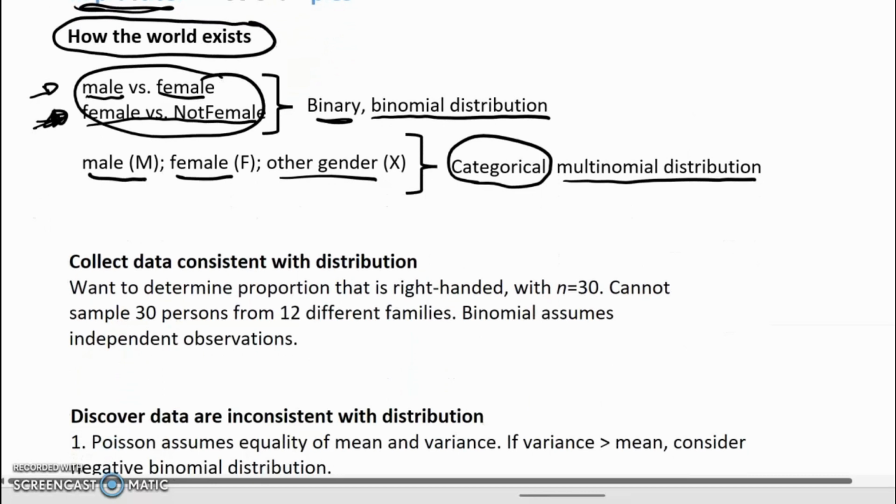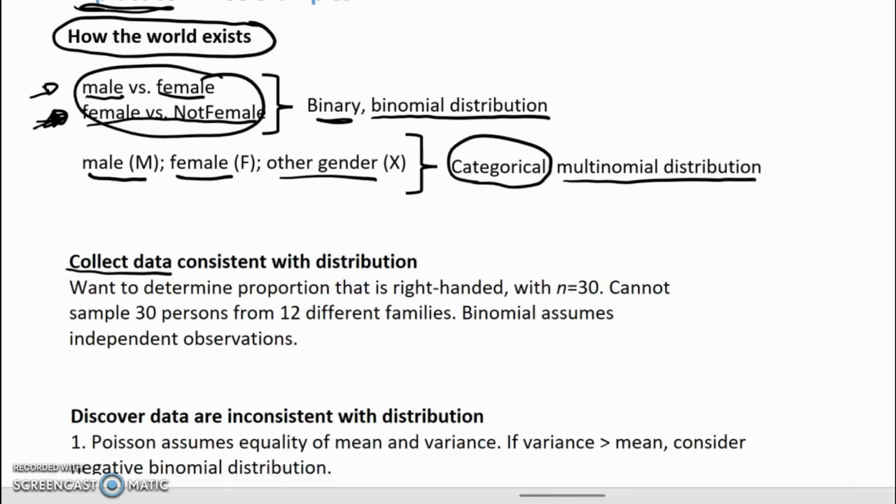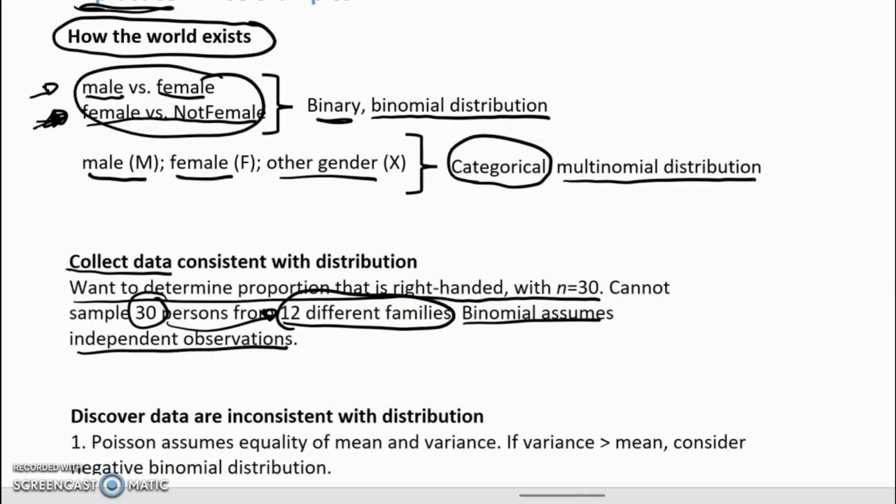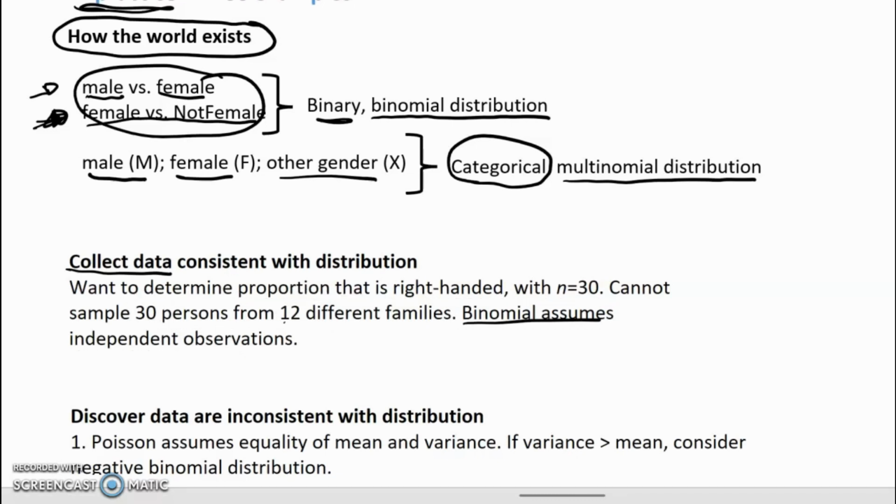Another example is that we plan our experiment, we get our likelihood function, we need to collect our data that's consistent with the process that's implied by that likelihood function. So let's say we want to determine the proportion of the population that's right-handed and we sample 30 individuals. We can't get lazy. We can't go out there and say, okay, I'm just going to select 12 different families and obtain 30 samples total from those 12 different families. And the reason for that is the binomial distribution assumes that the observations are independent. And because there could be a genetic component to handedness, individuals from the same family may not be independent with respect to whether they are right-handed or left-handed.